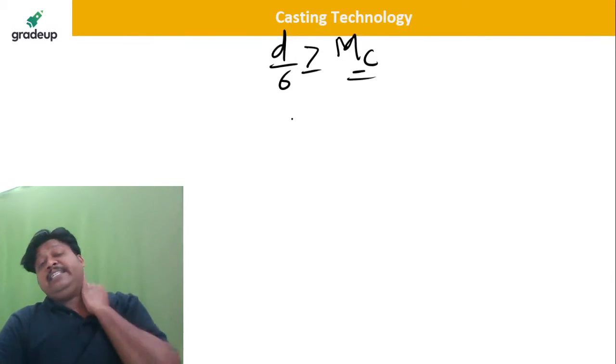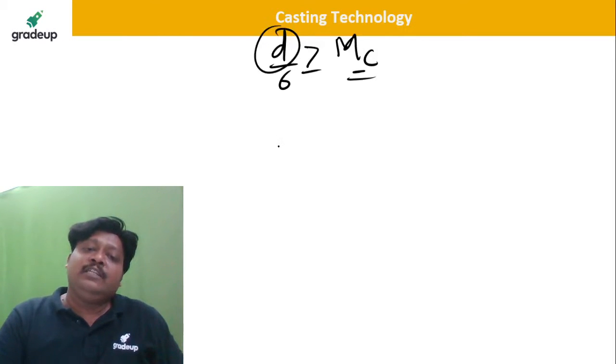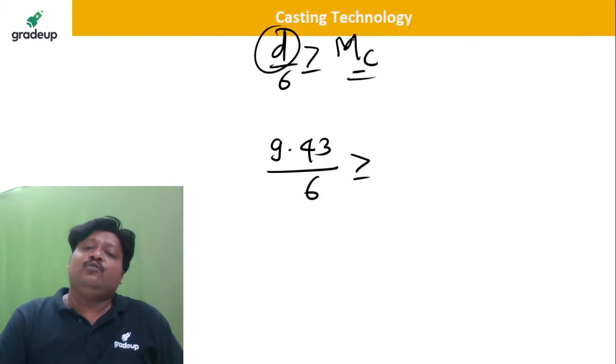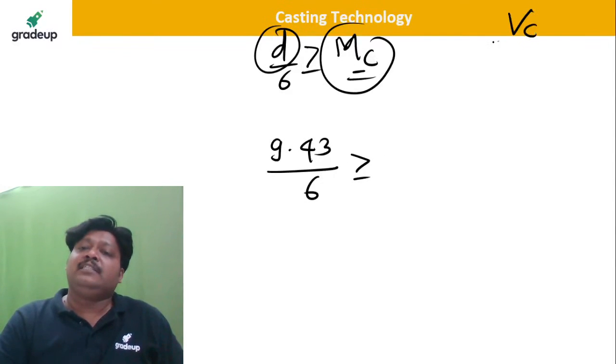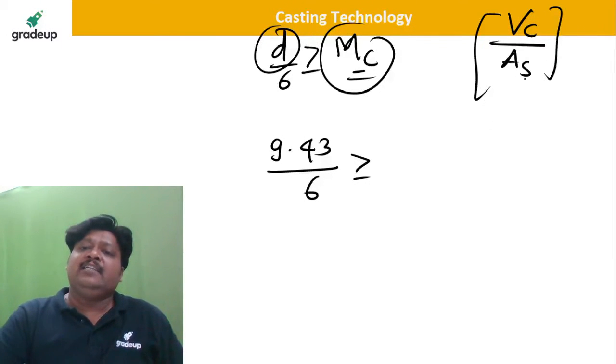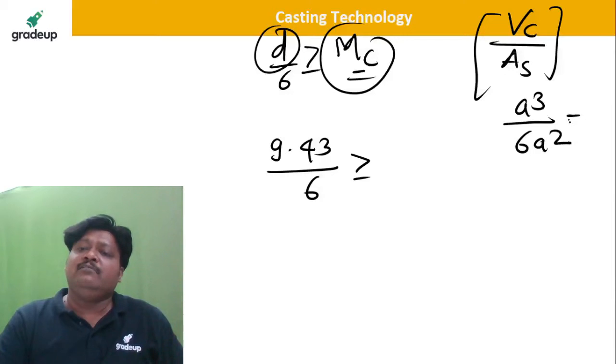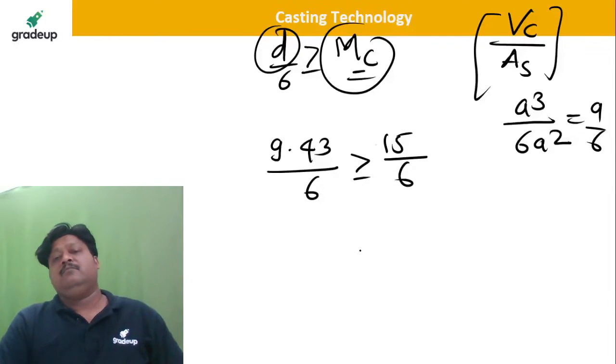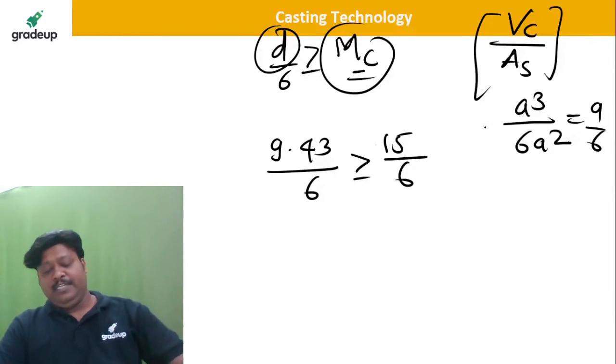Now check here. What is D? You have calculated 9.43, divided by 6, should be greater than or equal to MC, which is the volume of casting divided by surface area of casting. It is a cube here, isn't it? So the volume of the cube, A cube, divided by surface area 6A square, so it will be A by 6. So check it out. A is 15 centimeter divided by 6. So what happened? Now check it once again.